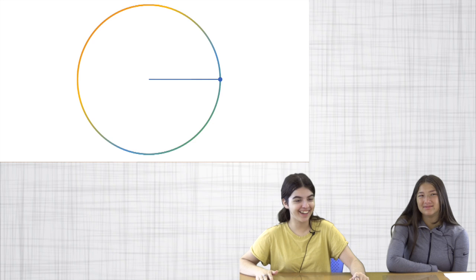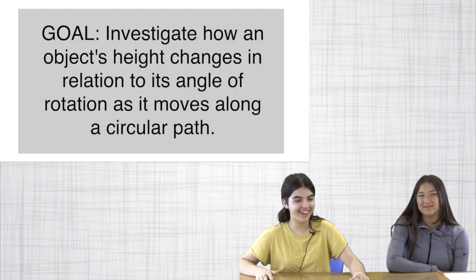In the previous lessons, Mary and Claire have explored angles. This has included thinking about an angle of rotation as an object moves along a circular path, and how to measure that angle in degrees, amount of turn, and radians. In this lesson, they will investigate how an object's height changes in relation to its angle of rotation as it moves along a circular path.